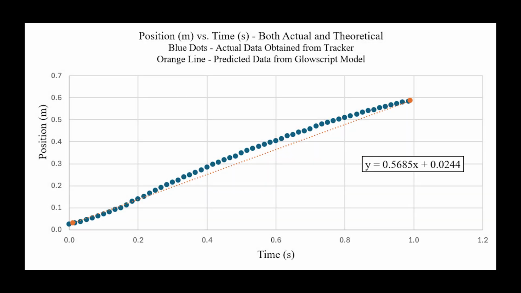This graph shows both the actual results in blue and the results generated by the GlowScript model in orange. In the actual results, the cart initially accelerates slightly and then decelerates, evident from the increasing and decreasing gradients. The model generated by GlowScript is much simpler, however, and assumes that the cart is moving at a constant velocity of about 0.57 meters per second throughout the entire duration of the time interval.